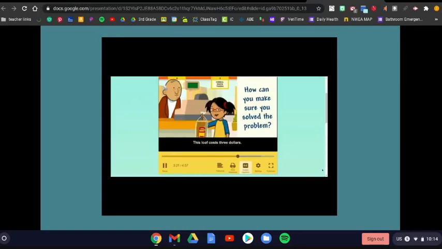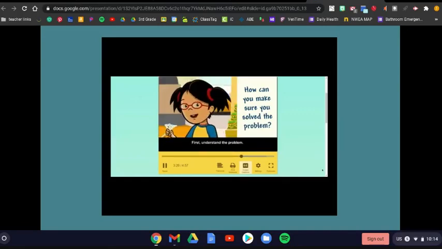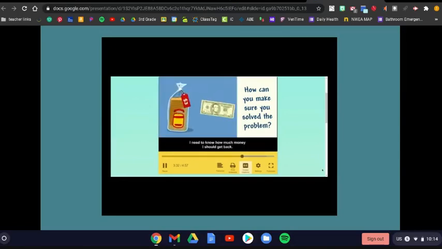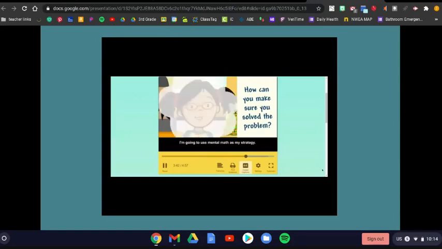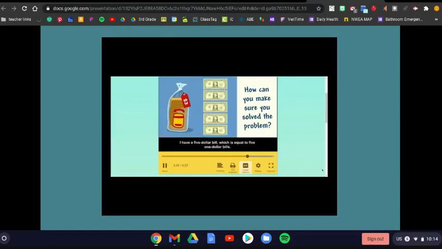This loaf costs $3. I'm paying with a $5 bill. How much change should I get back? First, understand the problem. I need to know how much money I should get back. Second, make a plan to solve. I'm going to use mental math as my strategy. I have a $5 bill, which is equal to 5 $1 bills. The bread costs $3. That means I should get $2 back.